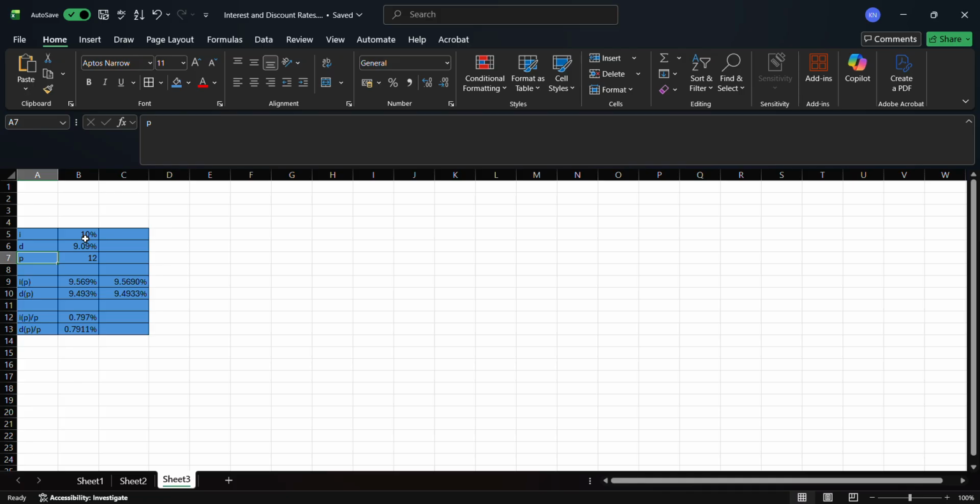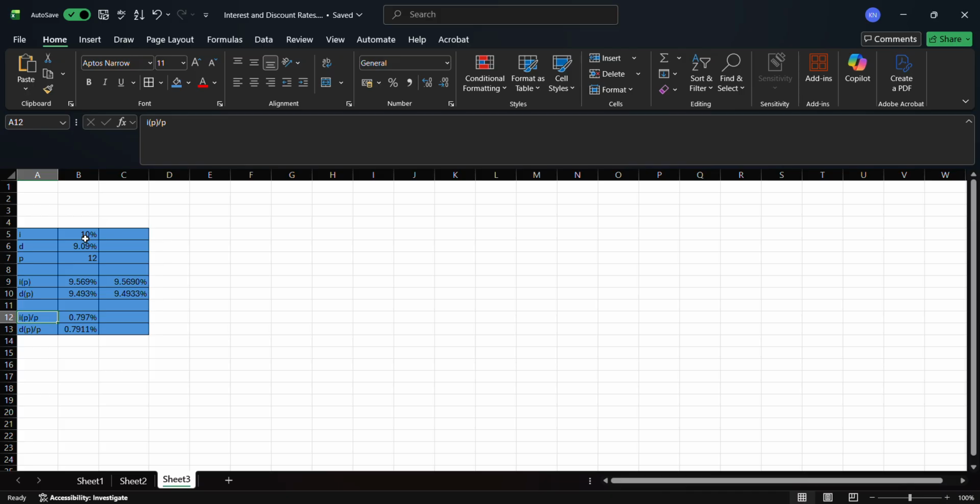In this case, we want months, so we use p as 12. If we wanted weeks, we'd say 52, and our rates would change. If we wanted days, we'd say 365, and our rates would change. But we're going to work with months because we like months. Months are easy.